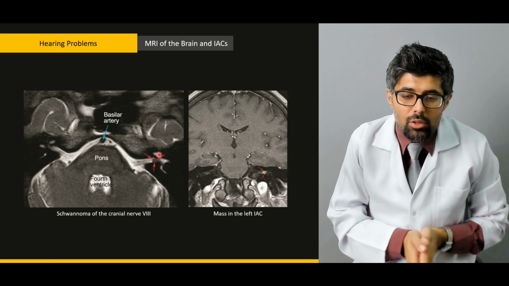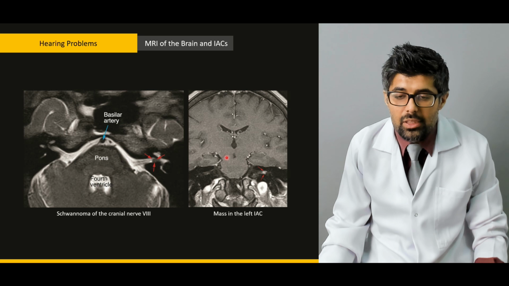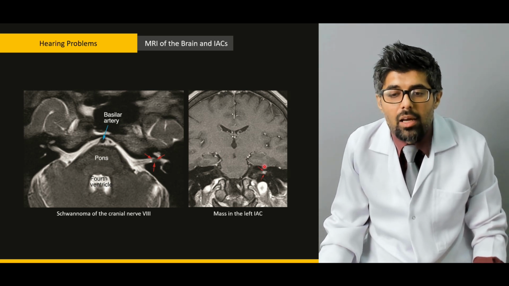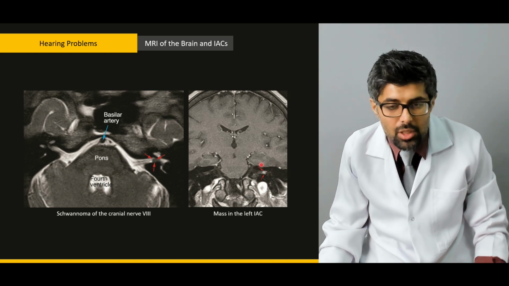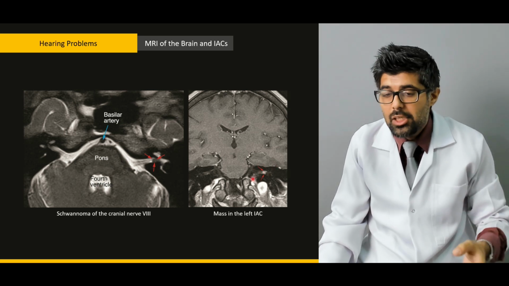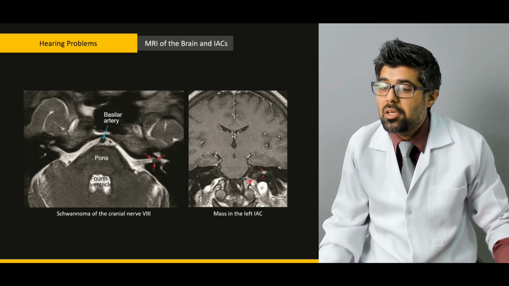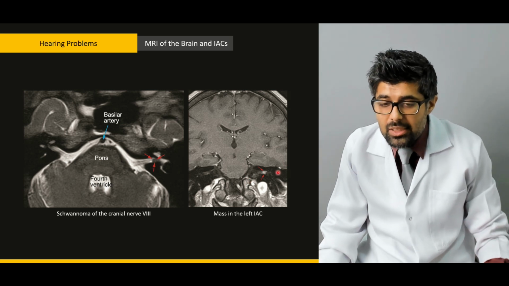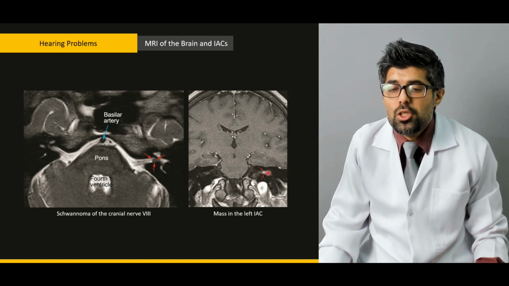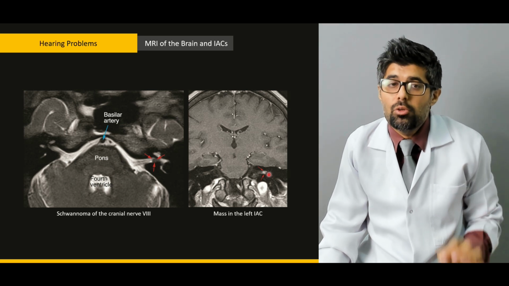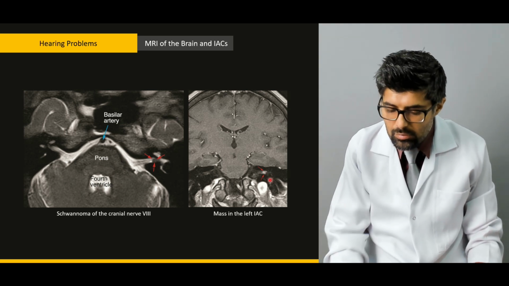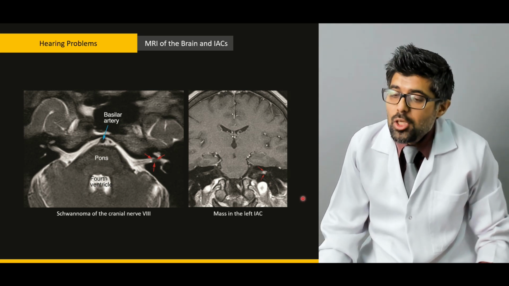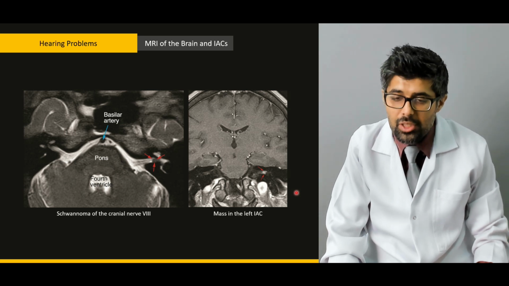Another example of it is a mass in the left internal auditory canal. The left internal auditory canal can have a mass of any origin. It can be a metastatic mass, it can be a growth, it can be an inflammation, it can be an edema. Whatever it is, this mass is causing the patient to experience sensorineural loss, and this needs further examination. The further examination usually relies upon the attending physician.